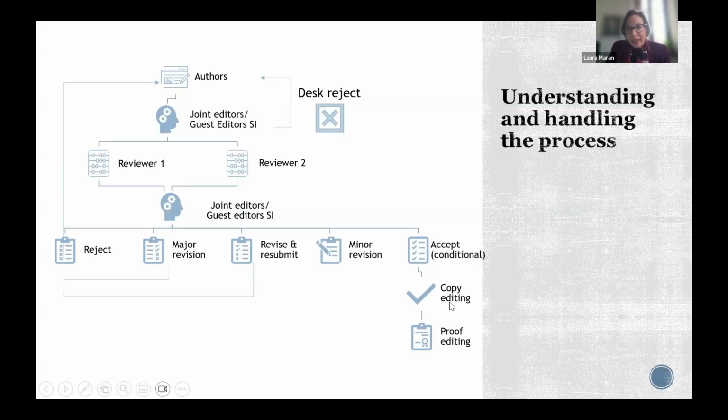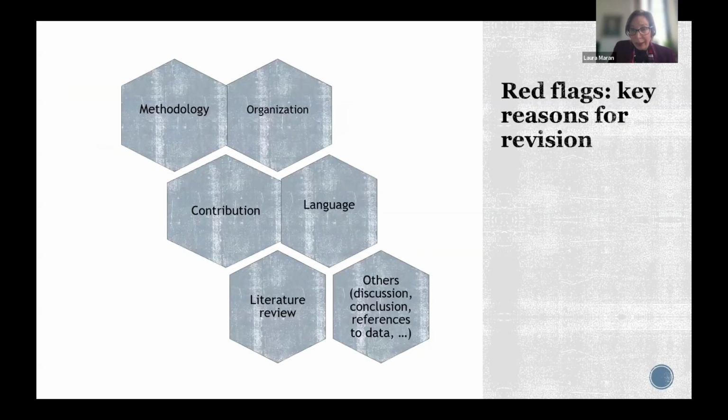Copy editing then brings to proof editing, that is a stage in which the publishing editor of SAGE is actually involved. And after subscription of the proofs, then the paper can pass on online first and be assigned a DOI.